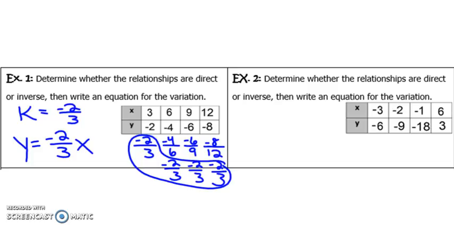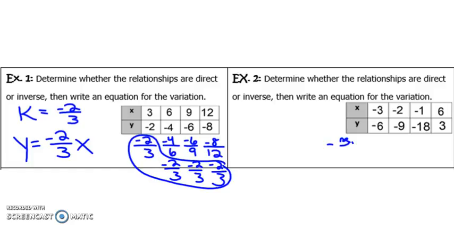If we look at example 2, again, we want to decide if it's a direct or an inverse variation. I'm going to start with inverse, and I choose to keep starting with inverse because it's easier to multiply than divide, in my opinion. If you want to start with direct, you can start with direct. It doesn't matter. You'll end up with the same answer in the end.